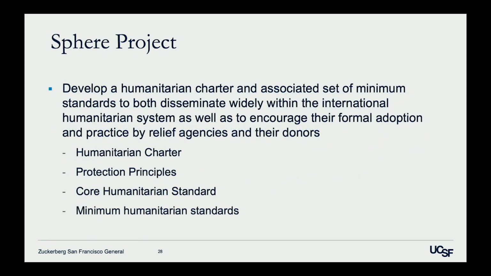So, the Sphere Project was intended to develop a humanitarian charter and associated set of minimum standards to both disseminate widely within the international humanitarian system, as well as to encourage their formal adoption and practice by relief agencies and their donors. The book, or the project, is basically divided in 4 parts. There's a humanitarian charter, protection principles, the core humanitarian standards, and the minimum humanitarian standards. So, how do you use this book?